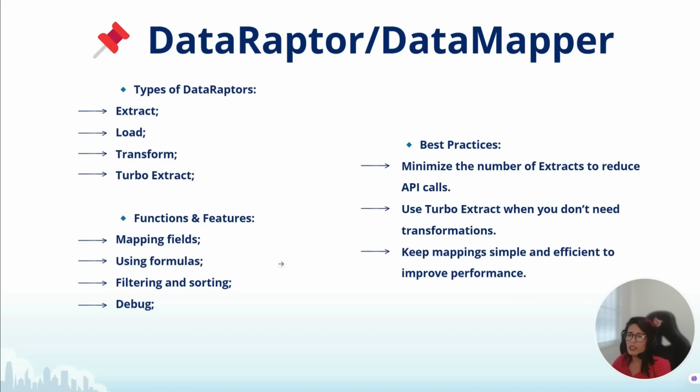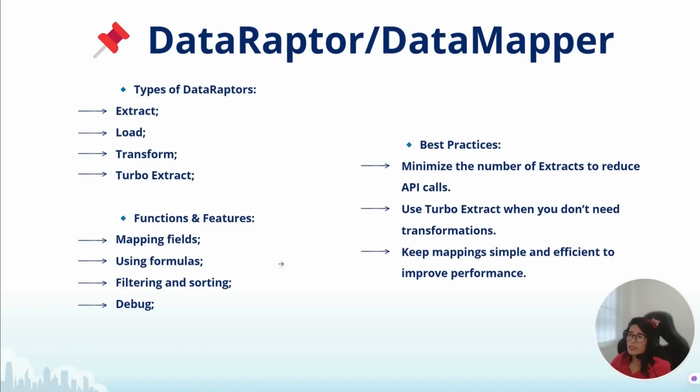About the functions and the features, you can map fields between Salesforce objects and the OmniStudio components. You can use formulas to manipulate data, for example, concatenation and calculations. You can filter and search data in the DataRaptor extract. You can debug DataRaptors using previews and error logs.